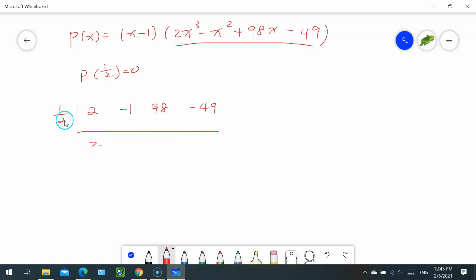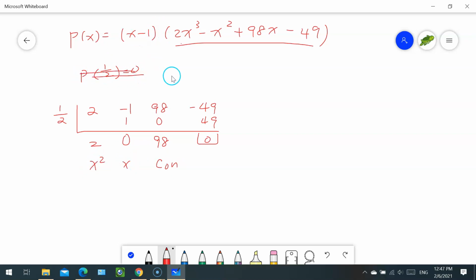Now drop down 2, half multiplied with 2, you get a 1. Sum these 2, you get a 0. Multiply with half, you get a 0. So 98. Multiply half with 98, you get a 49. Now your remainder is 0. So this is a constant term, x term, x squared term.